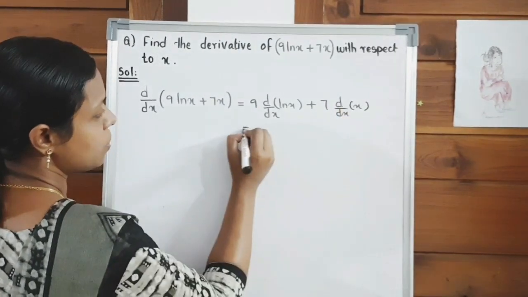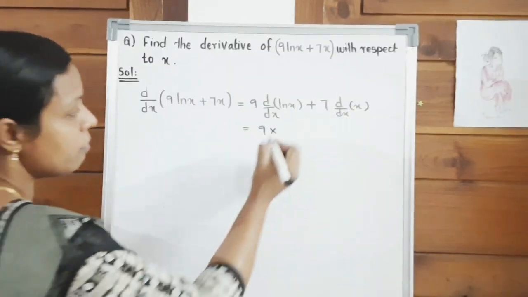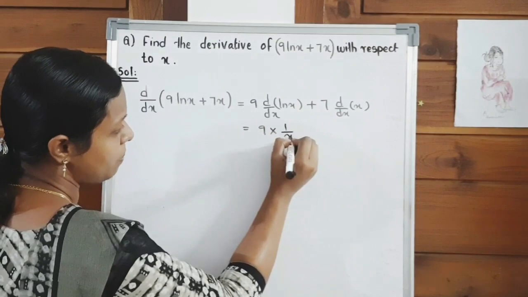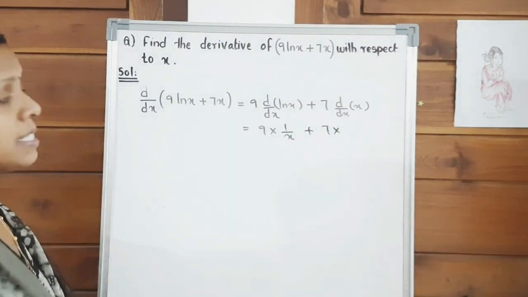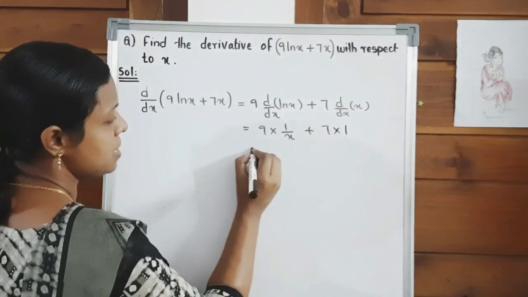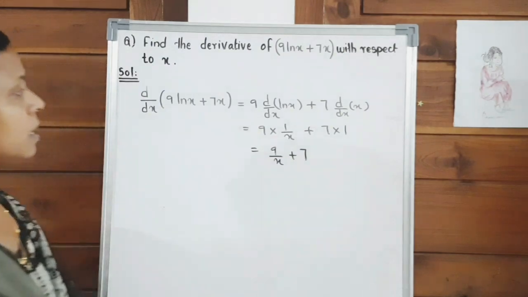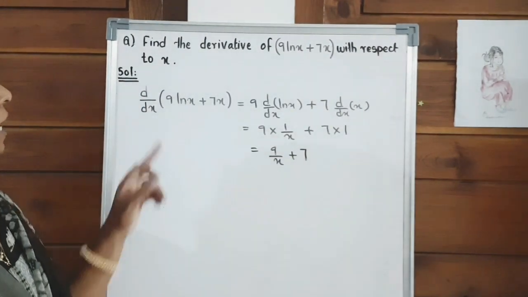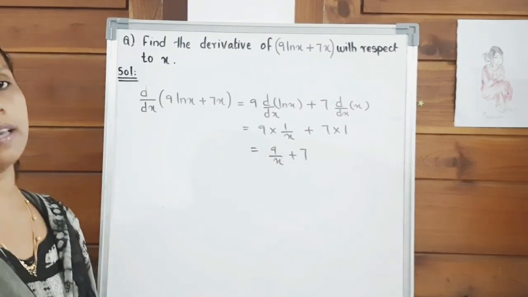That is equal to 9 into d by dx of log x, which we know is 1 by x. So we write here 1 by x plus 7 into d by dx of x is 1. That is 9 by x plus 7. Now we get d by dx of 9 log x plus 7x is equal to 9 by x plus 7.